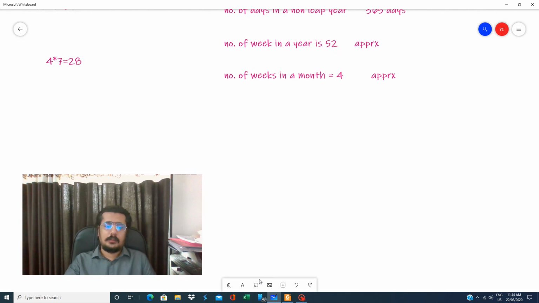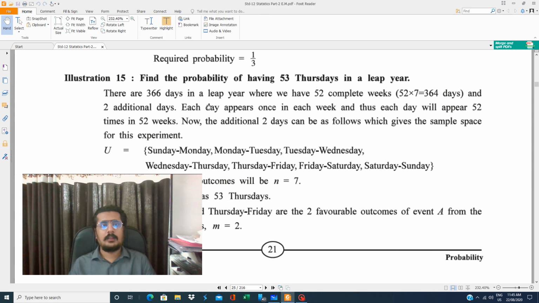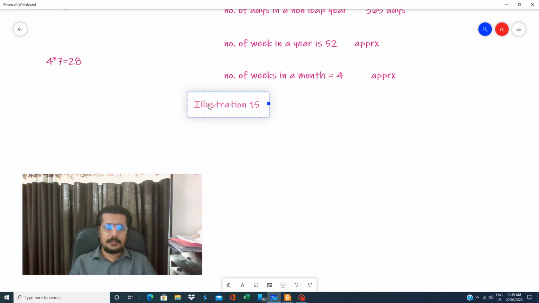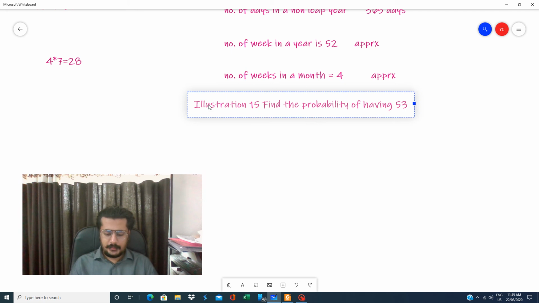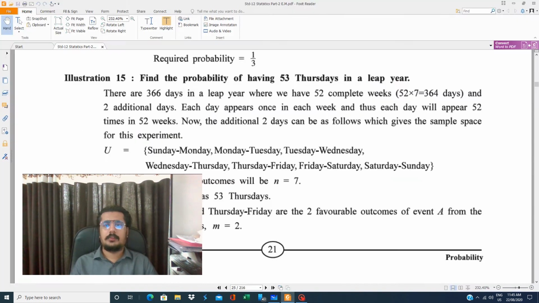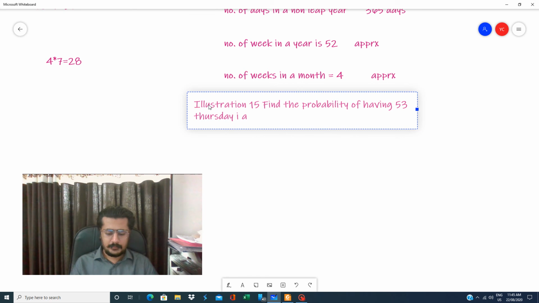Now let us start with the illustration. Just keep in mind what I taught you just now. Find the probability of having 53 Thursdays in a leap year.